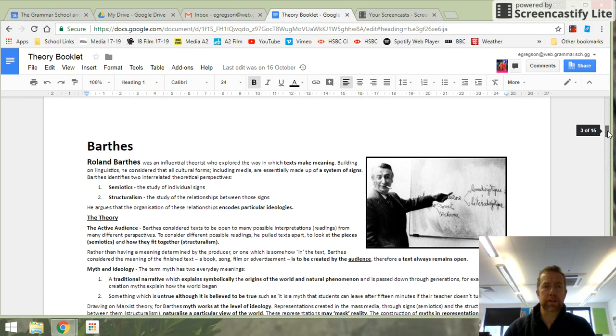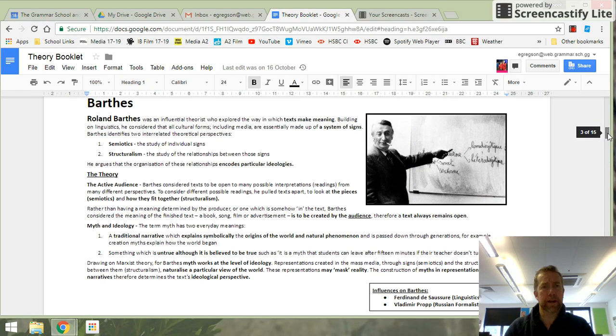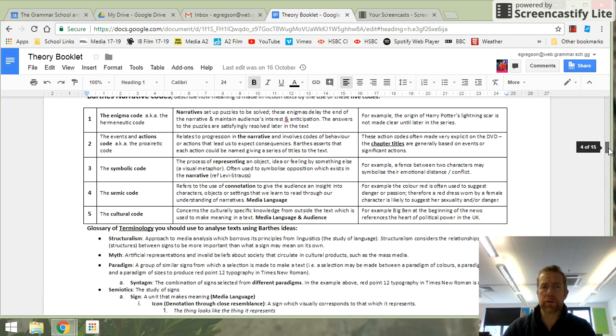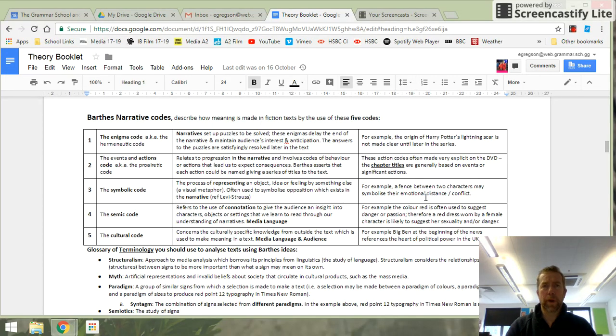We should also consider good old Barthes. Okay, there he is, very helpful for media language. Okay, remember his 5 codes, which, again, we can get bogged down in them a little bit, but I think there's 3 which are useful when you're doing a media language essay. There's the symbolic code.